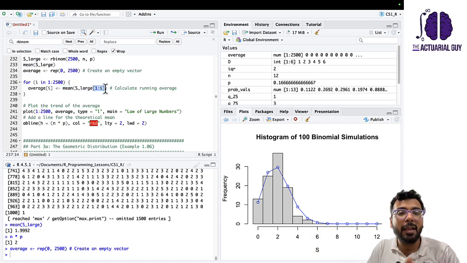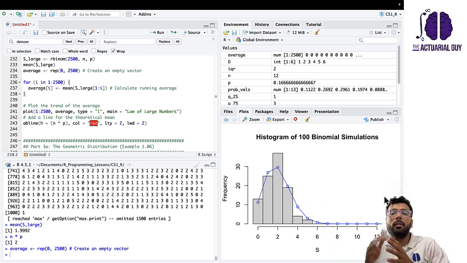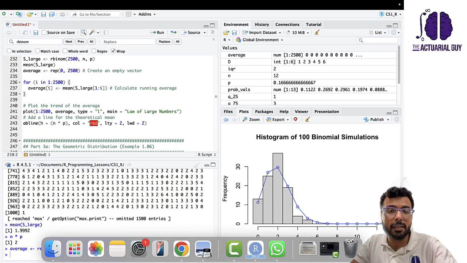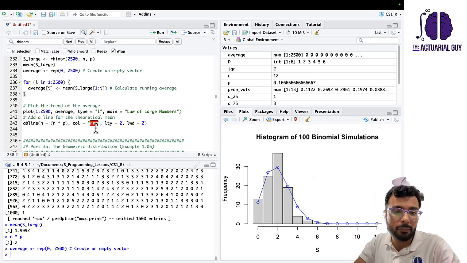The first time i will be equal to 1, it will take the mean of just the first value. The second time i will be 2, it will take the mean of the first to second value. Then i will be 3, it will take the mean of the first 3 values, and so on. When the loop ends, it will take the mean of all 2500 values. So we are calculating a running average. You subsequently take the mean of more and more values.